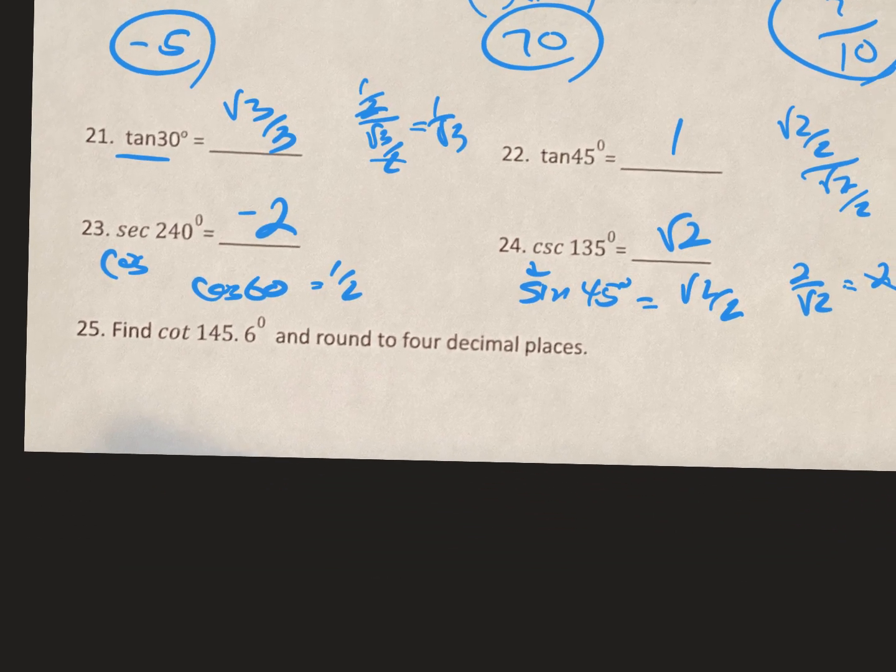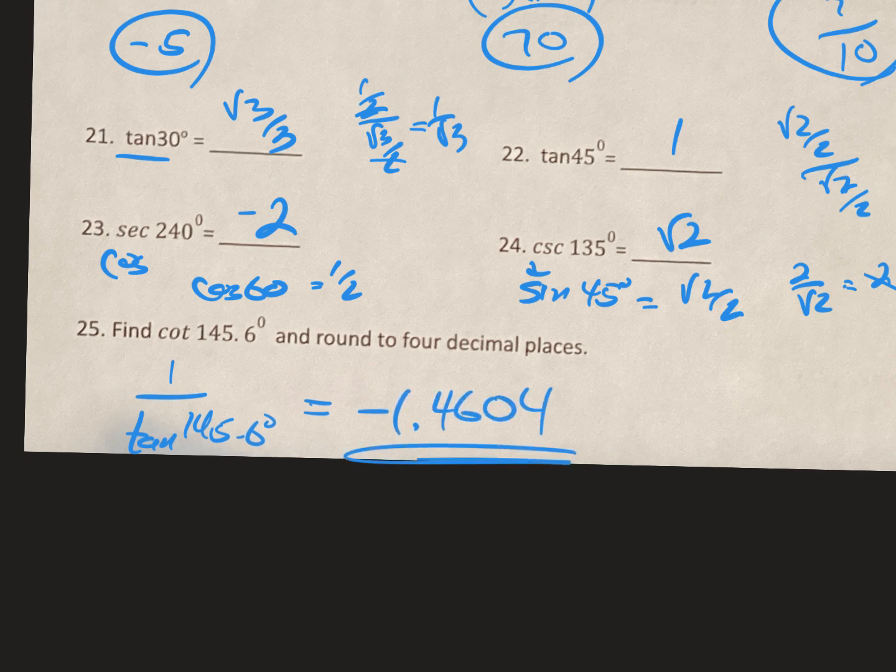And 25, the last one, find cotangent. That's just punching it in the calculator again. So I'm actually going to punch 1 over tangent of 145.6 because the calculator does not do cotangent. I'm going to see what I get right here. All right, I'll work that out. I get a negative 1.4604. And there you have it.